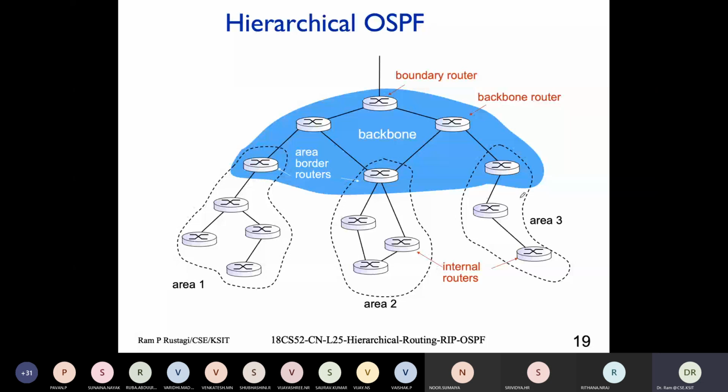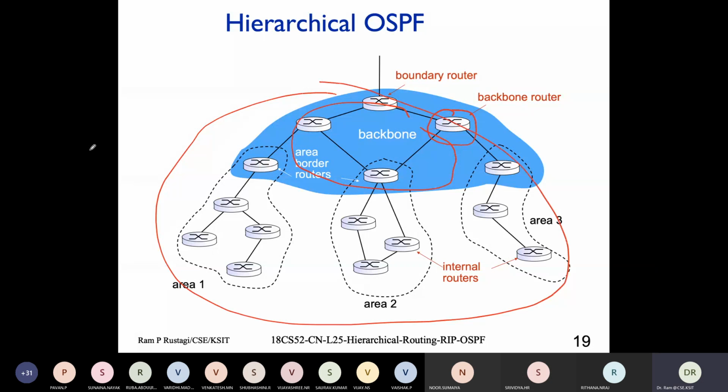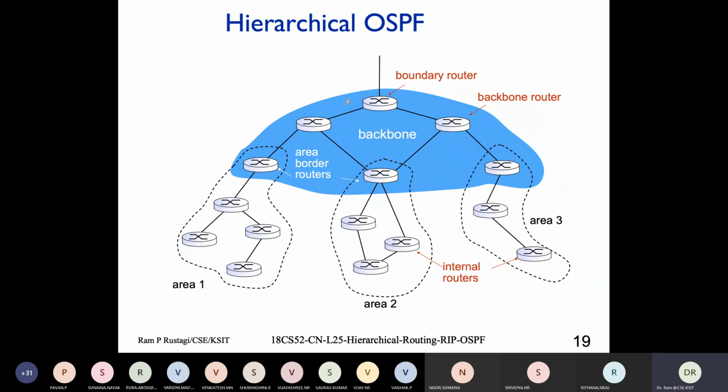Because of the different areas, you have a different nomenclature. One is the backbone router. The job of the backbone router is to communicate routing information within the entire backbone. This whole thing represents one autonomous system. This would be connected to another autonomous system, and that's the job of the boundary router. The boundary router connects one autonomous system to another autonomous system, and there they run an Intra-AS routing protocol.